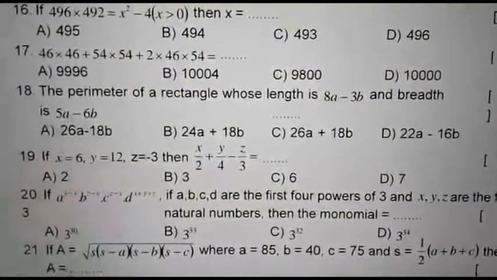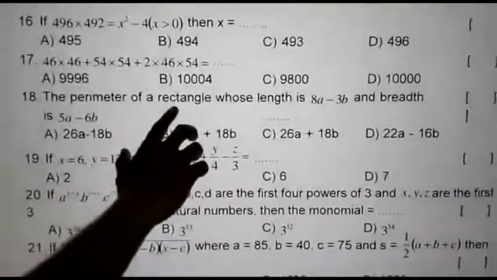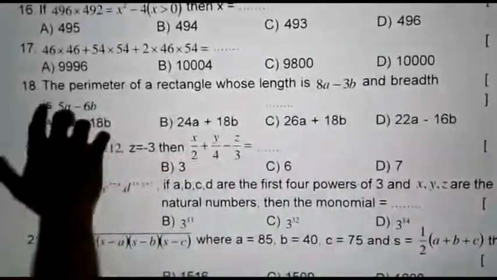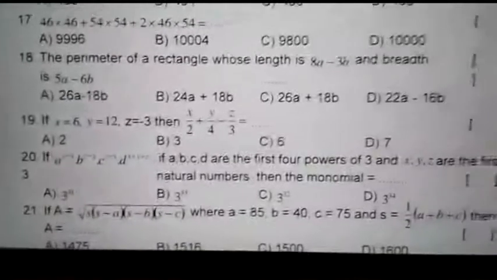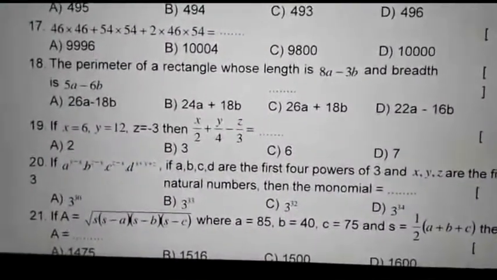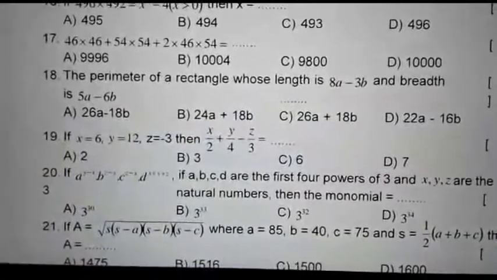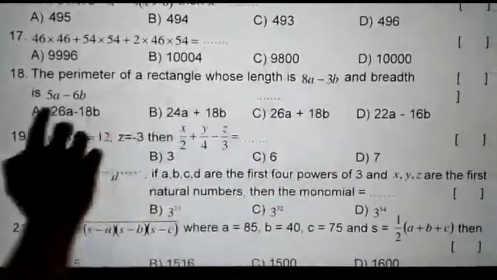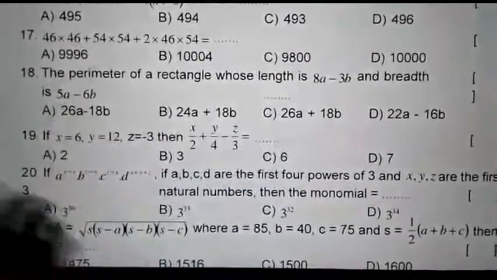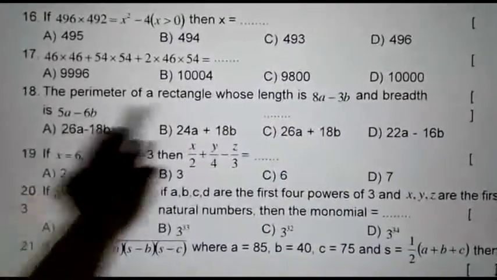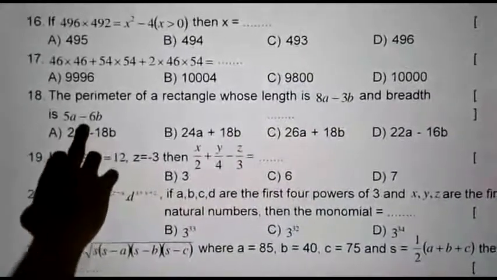Going to the next question. The perimeter of a rectangle whose length is 8a minus 3b and breadth is 5a minus 6b. Today we started mensuration, right? What is the perimeter of a rectangle? 2 into (l plus b). So l is 8a minus 3b, b is 5a minus 6b. Directly, what is l plus b? 8a plus 5a is 13a. Minus 3b minus 6b is minus 9b.